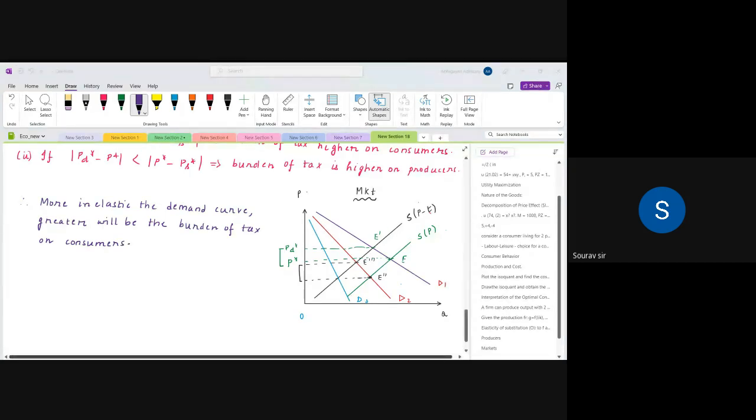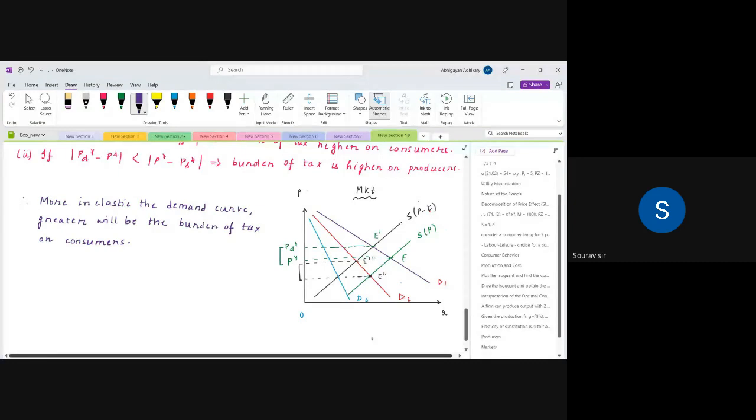So that means the burden of tax, this idea that we were trying to discuss, essentially depends upon the elasticities of the demand and the supply curves. So can anyone take a quick guess? When might the burden of tax be higher on the producer side? What might be the underlying reason for that? More inelastic supply curve. Right? Yeah. Inelastic means the responsiveness is less. So that is where the gap increases. Okay.